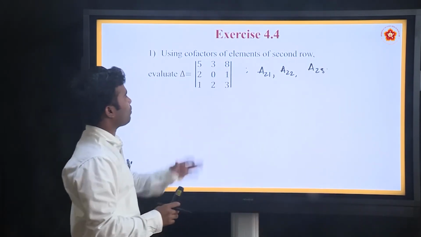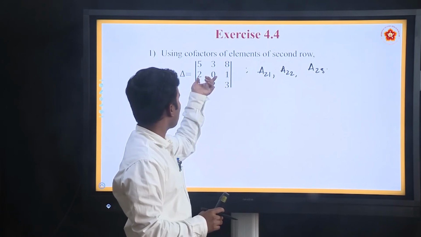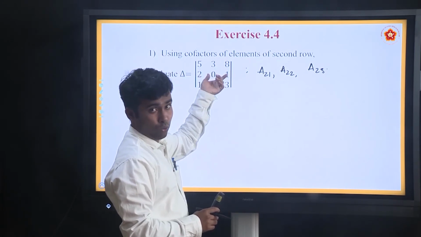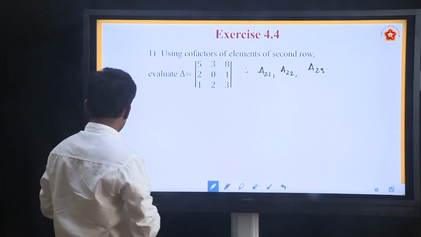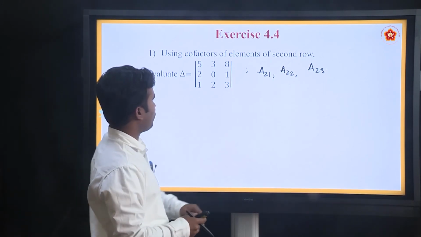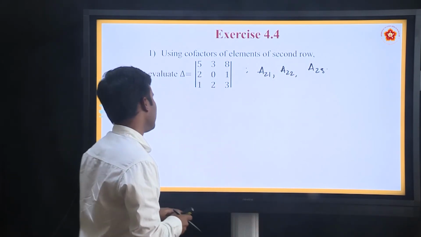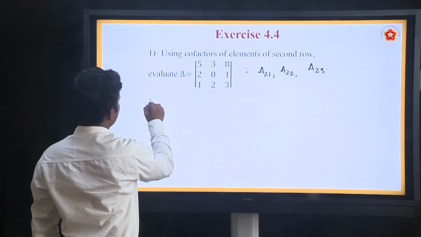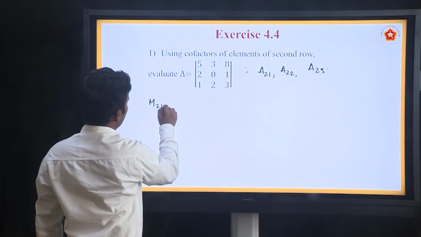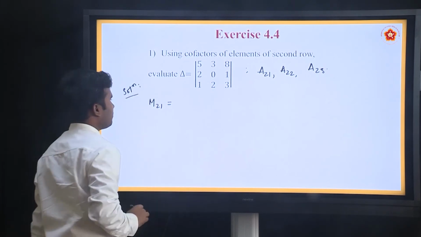This is what we have to find, and we have to multiply this with the corresponding elements in row 2, and that gives the value of the determinant, fine. So, before going to find the A21, A22, A23, we have to find the minor of this. How can you find the minor of an element A21?